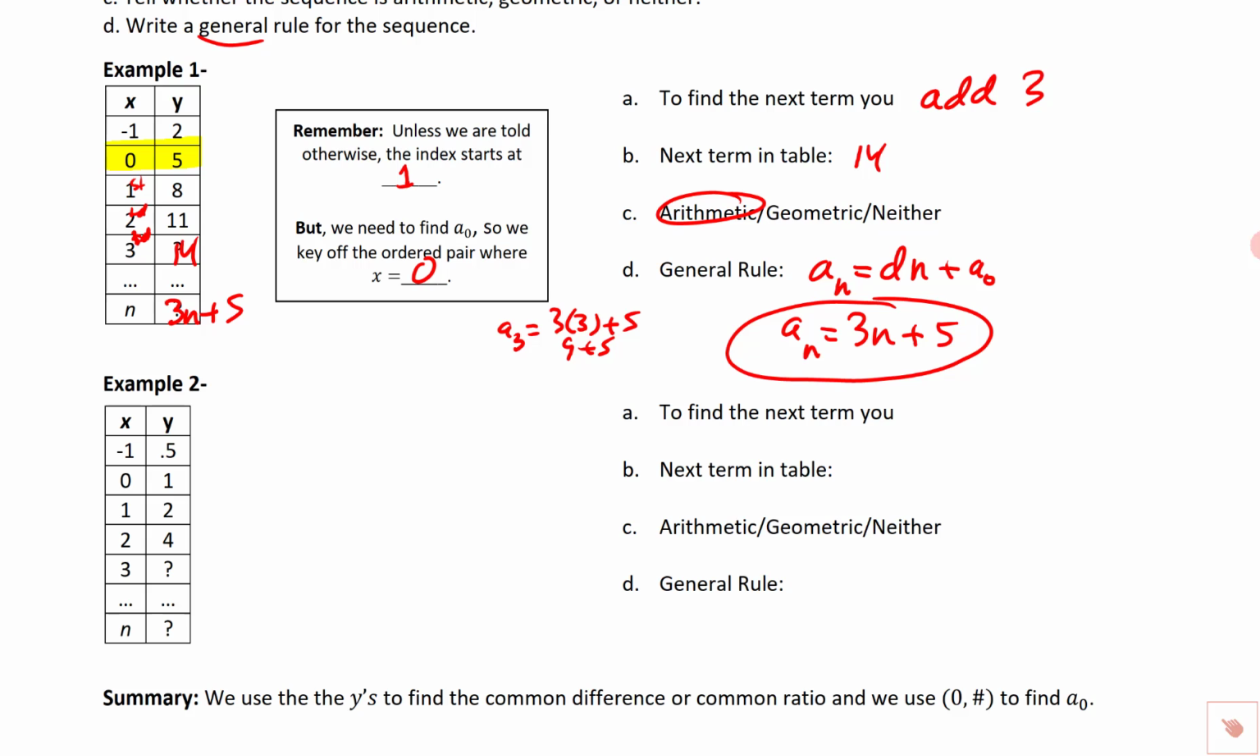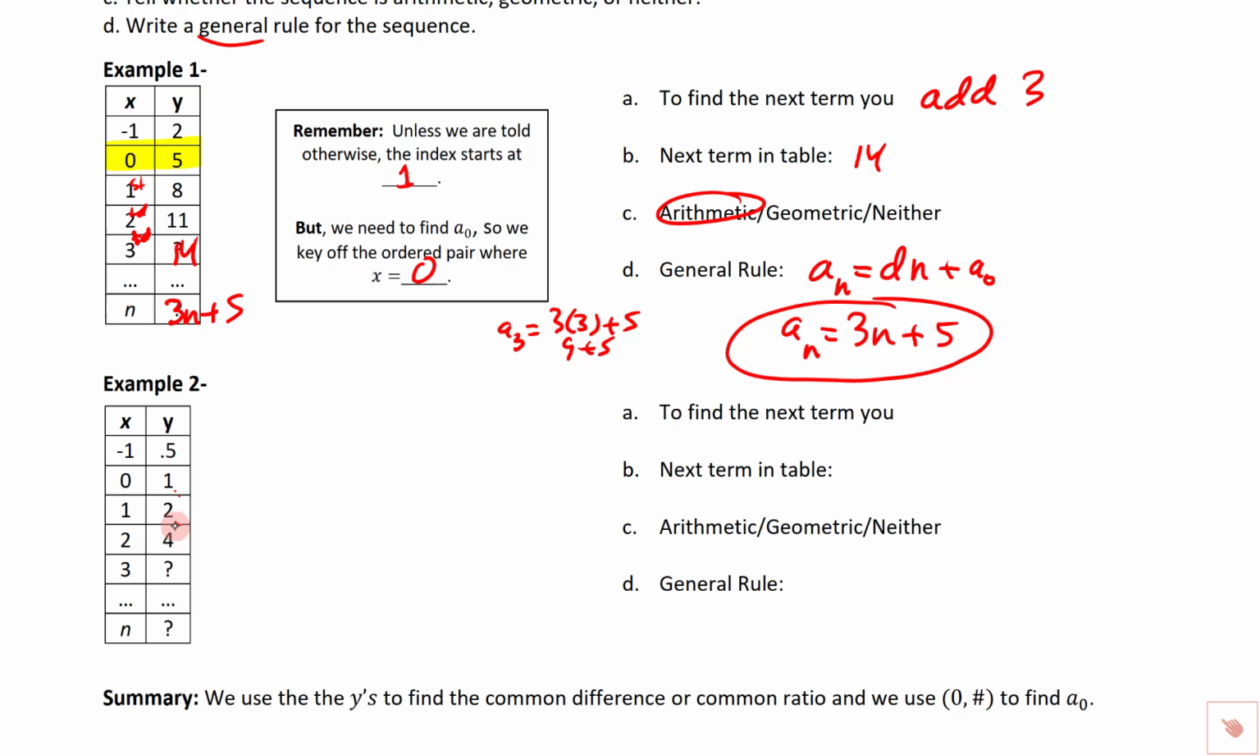So now we're going to take a look at the next one. Let's take a look at the pattern here. So we've got a half, then 1, then 2, then 4, and then the next one is missing. So let's think about this for just a second. We've got a half, a 1, a 2. Well, you'll notice the difference between the two of these is a half. The difference between the next two is 1, and the difference between the next two is 2.